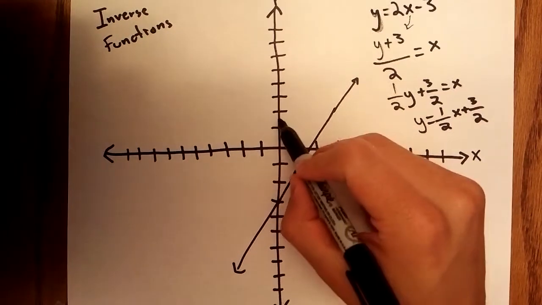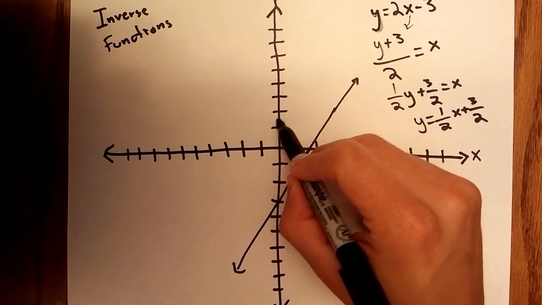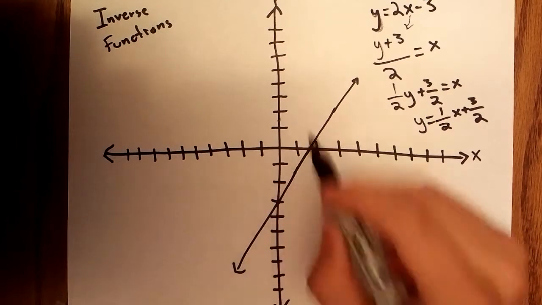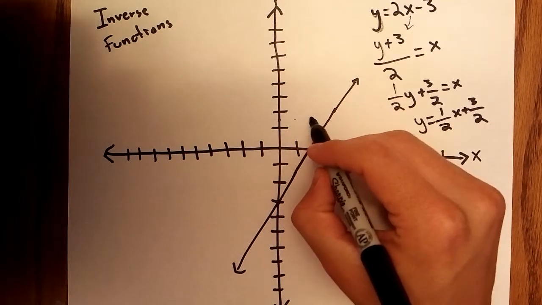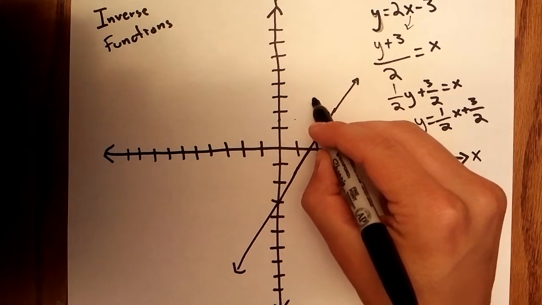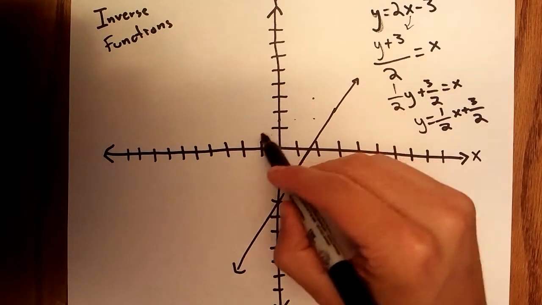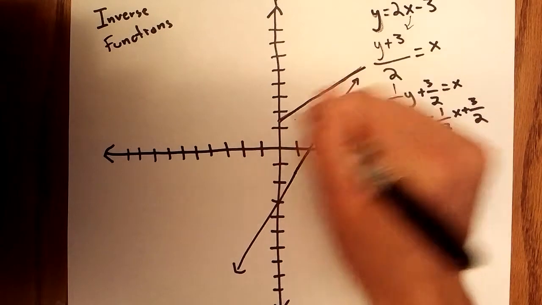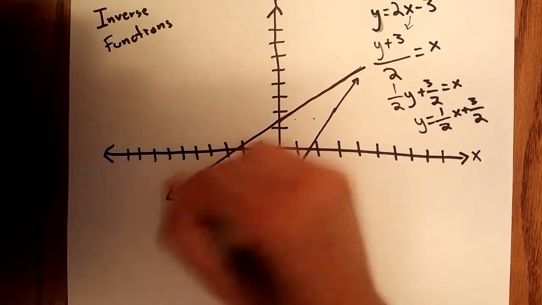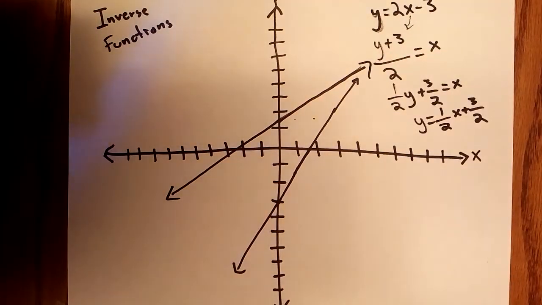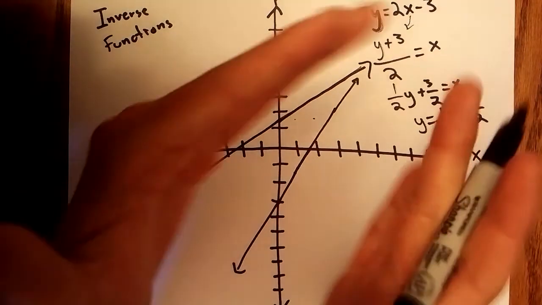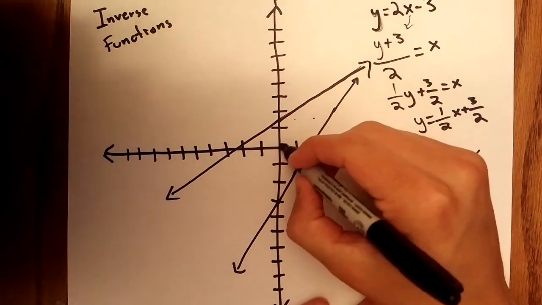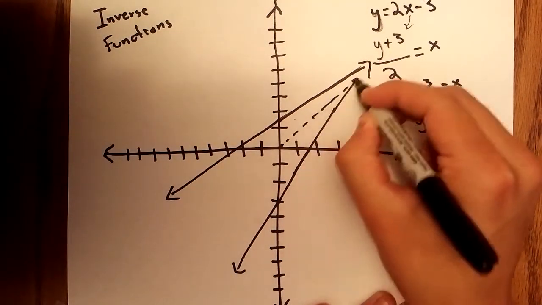First of all, we should travel up 3/2 right here. And then we should go over 2, up 1, which is about right there. So as you can see, this is the inverse.